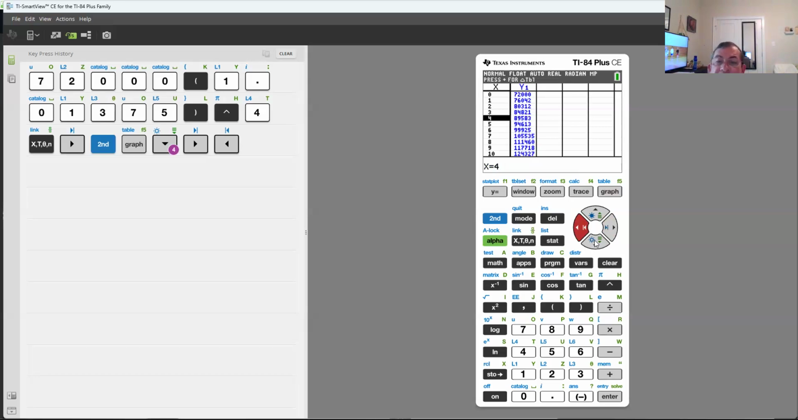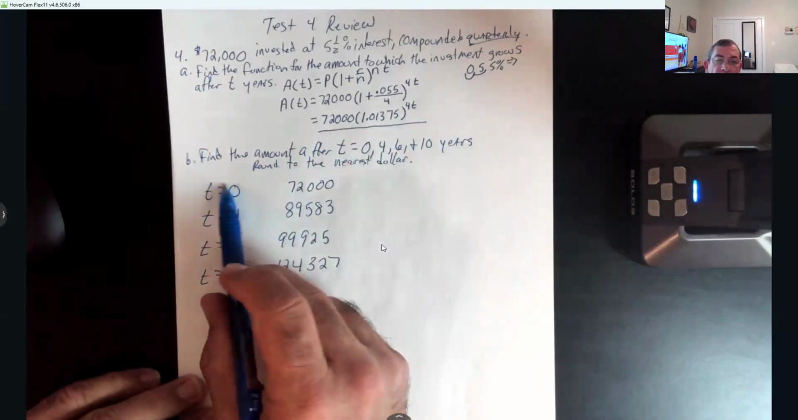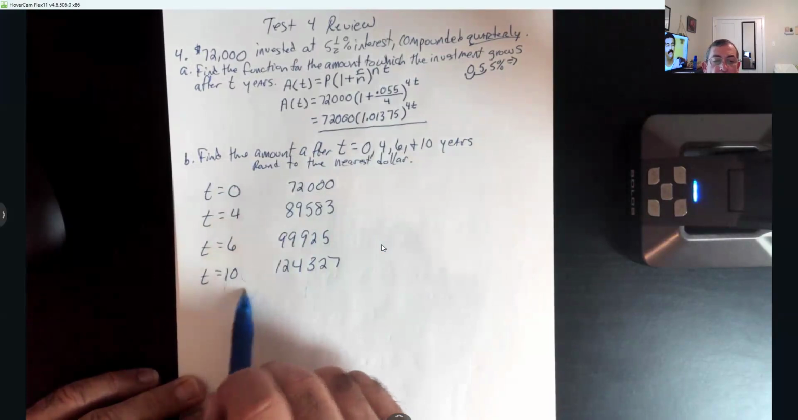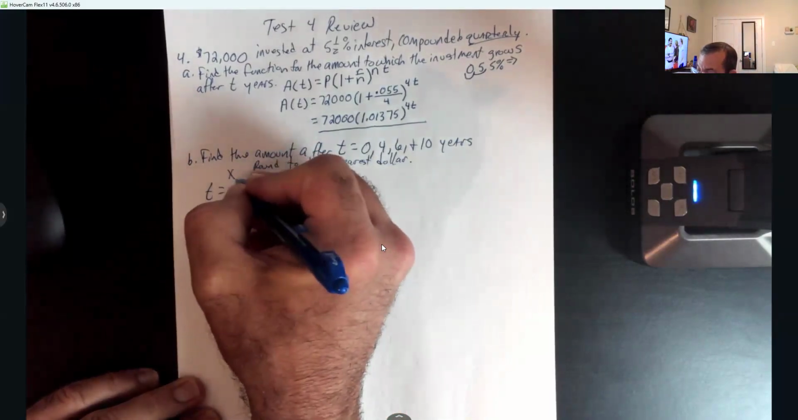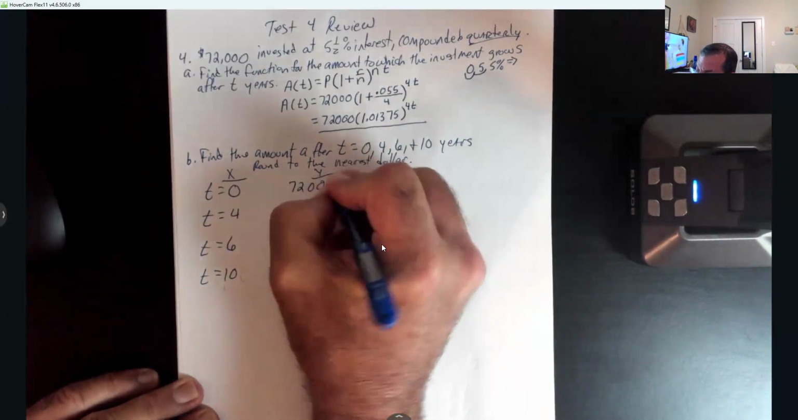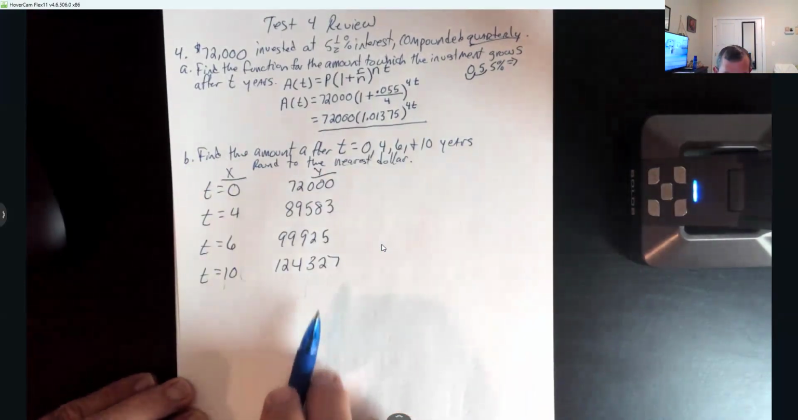So next was 6. We got 99,925. And then down here at 10, I can scroll down and we're at 124,327. So that's one thing I love about graphing calculators is when you got equations, you can come plug them in and go to the table and get all these values really quick. So remember, these were my x's, and then these values were my y values, okay?